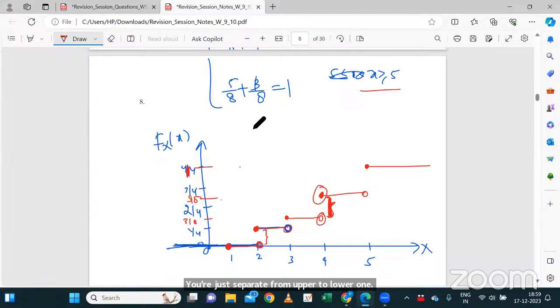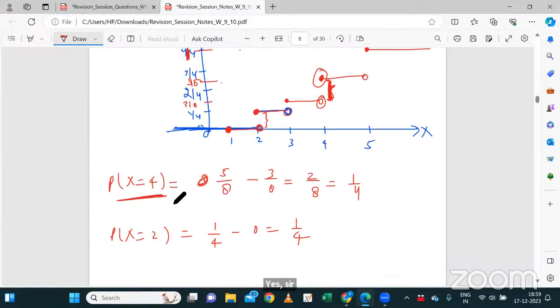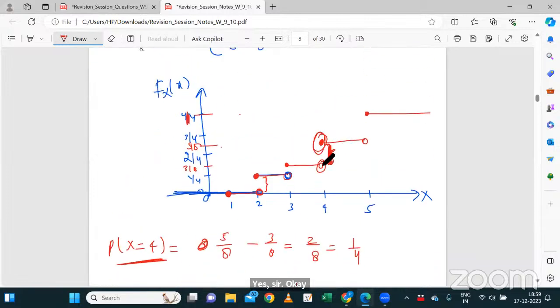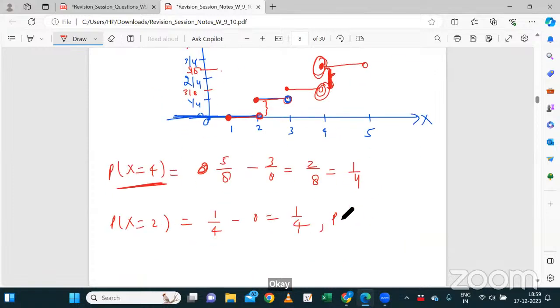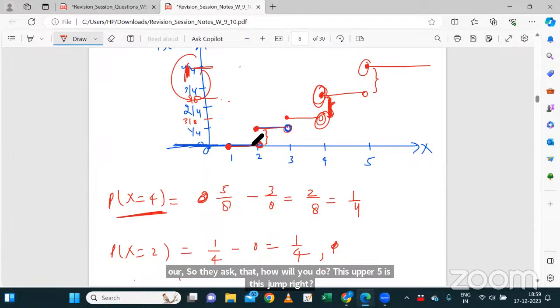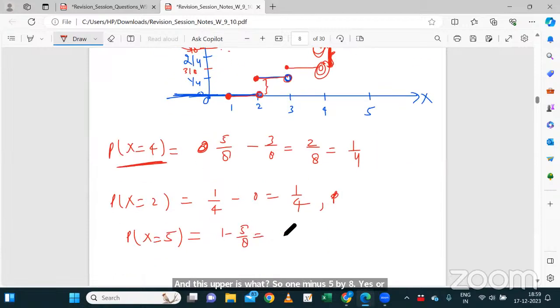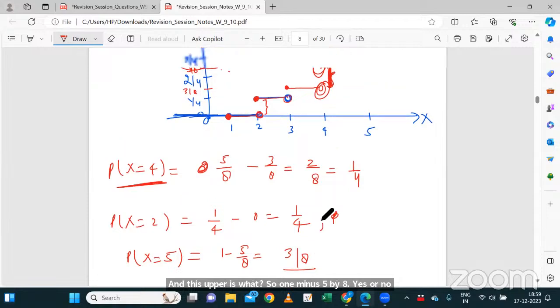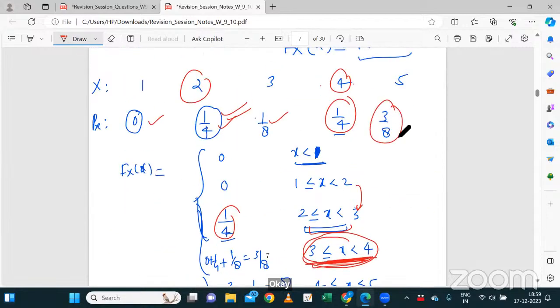So if you see here, for x equal to 4, what we have done? We have subtracted the probability from the upper to the lower one, right? No problem, it happens. The concept should be clear, that's our main concern. Suppose I ask the probability of x equal to 5, then how will you do it? This upper 5 is this jump, and this upper is 1. So 1 minus 5 by 8, which is nothing but 3 by 8. So at 5, we see 3 by 8 is there, right?